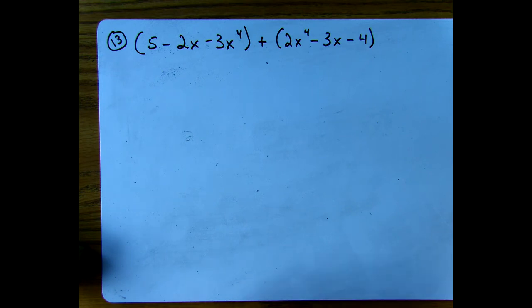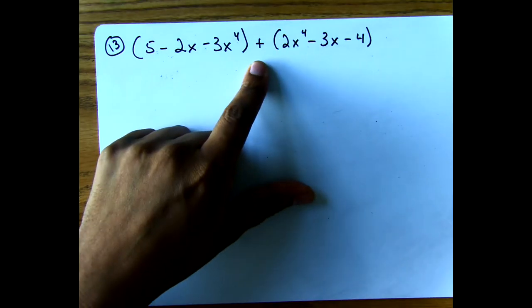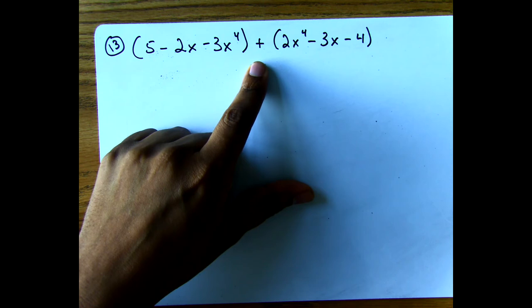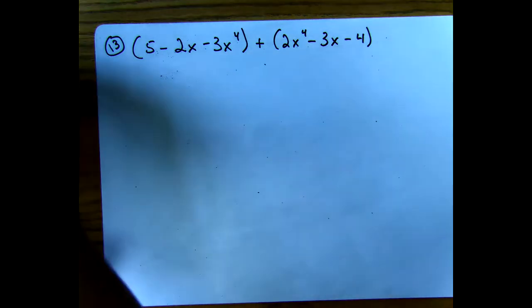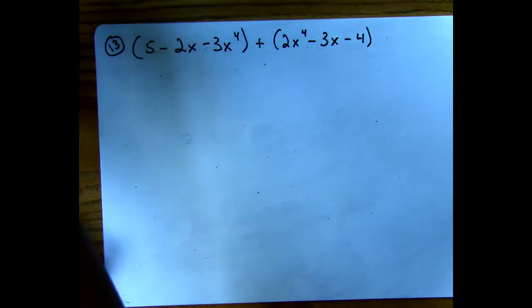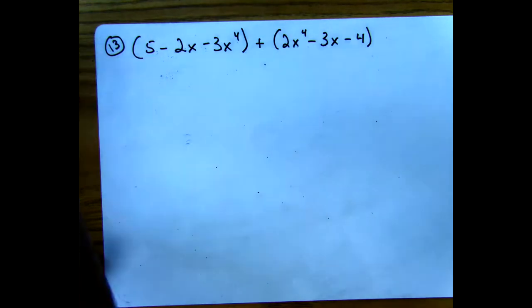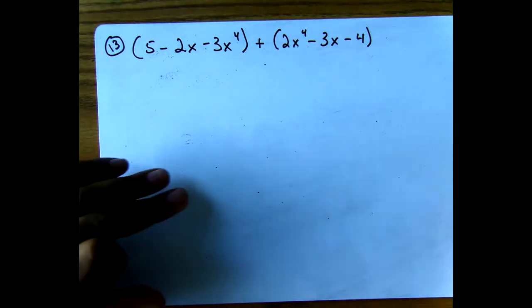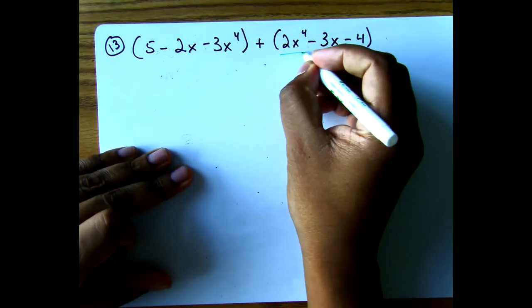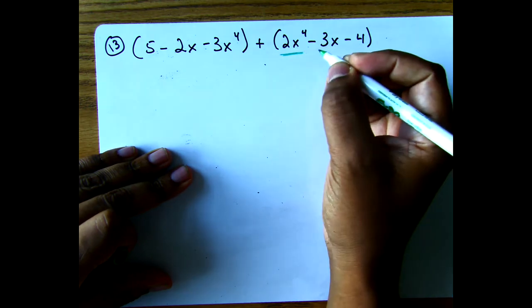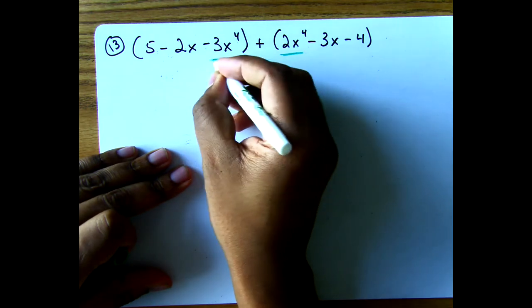Okay, on this one, we have addition in the middle. And when you have addition, all you need to do is combine the like terms. So the first thing you want to do is find the like terms. So I'm going to go ahead and indicate those like terms right away. I'm going to start by underlining my highest degree, which is my 2x to the 4th and my negative 3x to the 4th.